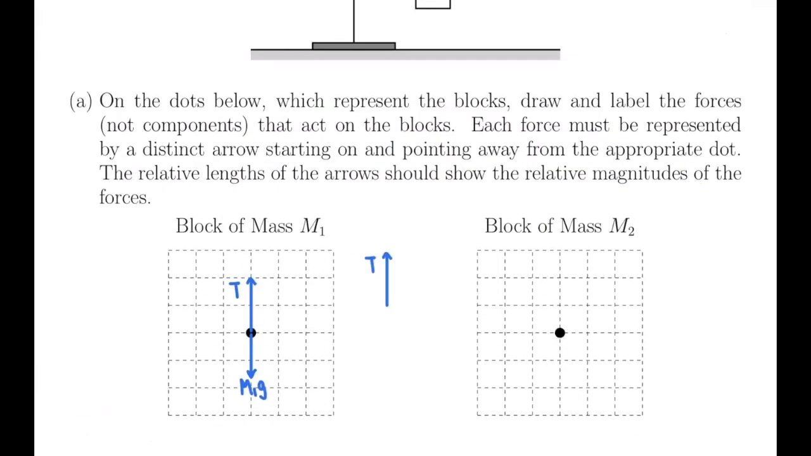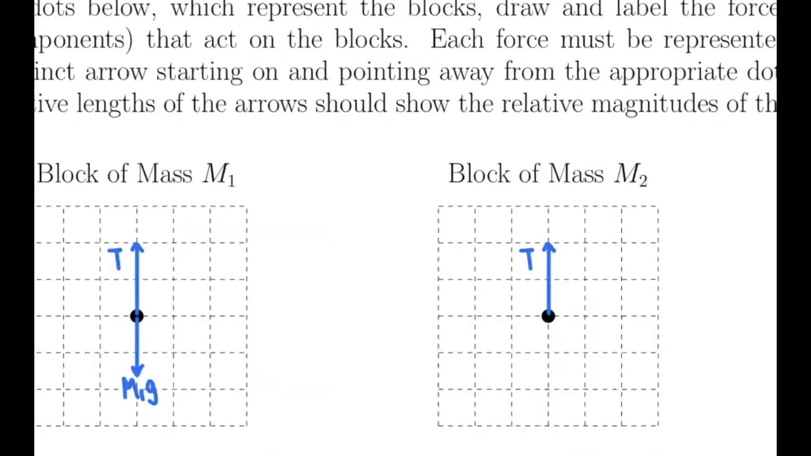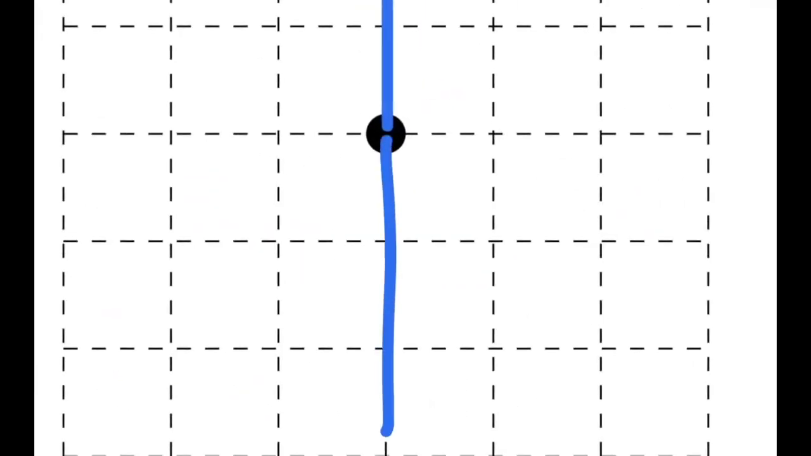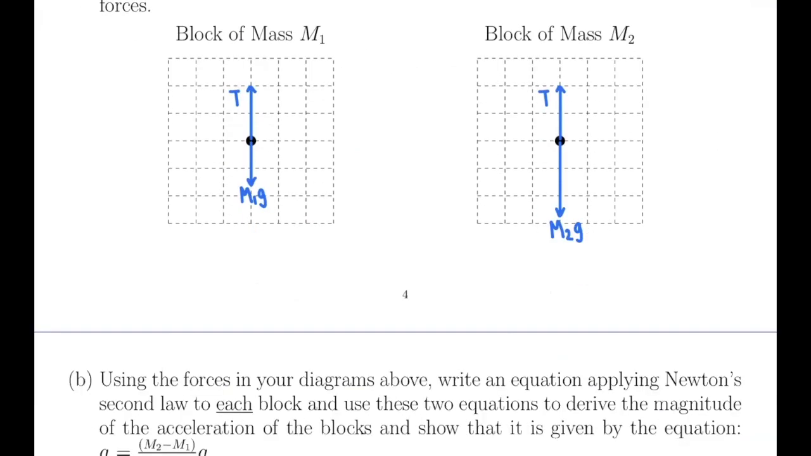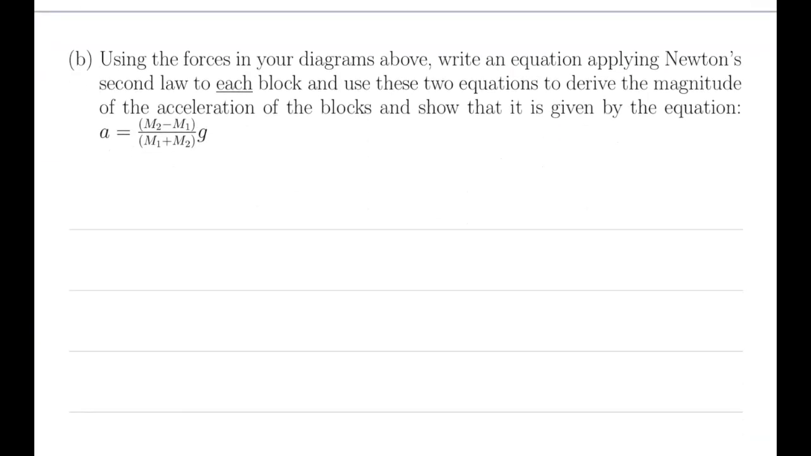I'm going to copy paste it. If you drew the tension longer like this, or you drew it shorter on the AP exam in 2017, you would lose points. Those dastardly College Board people. Yes, very unfortunate. But yeah, since M2 is moving downward, I'm going to have a longer downward force. So I'm going to draw it like this. So that's capital M2G.